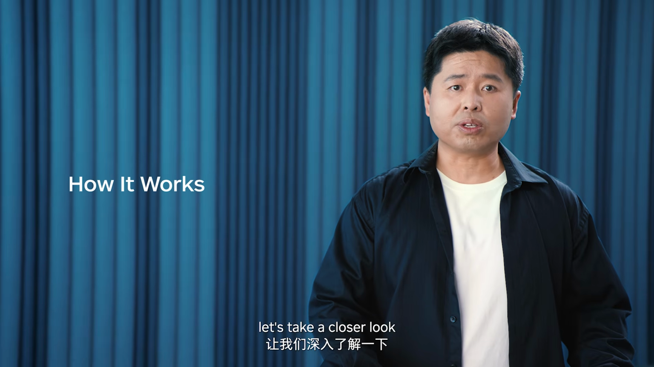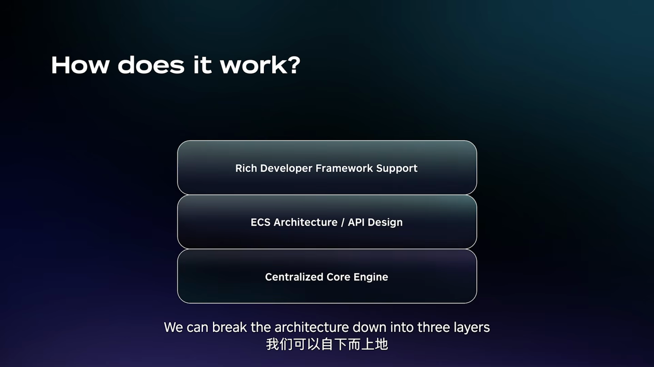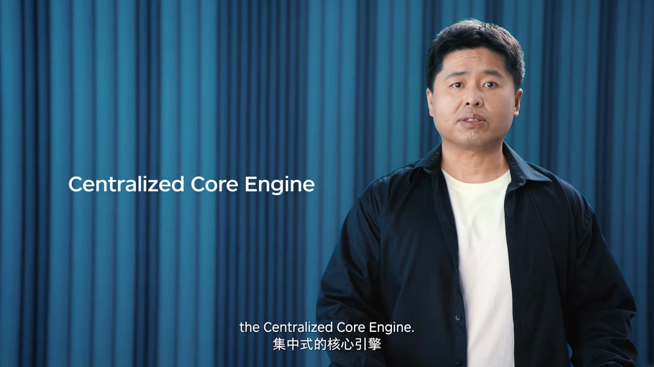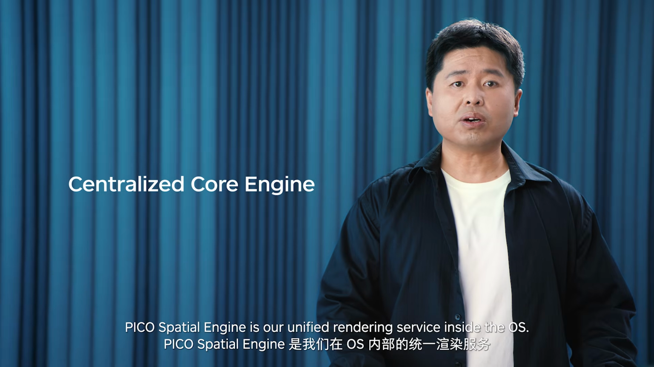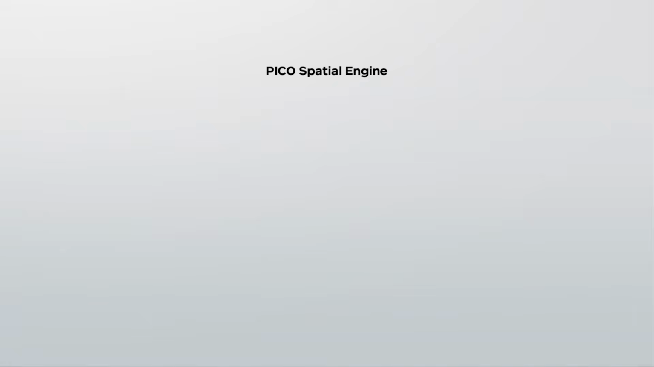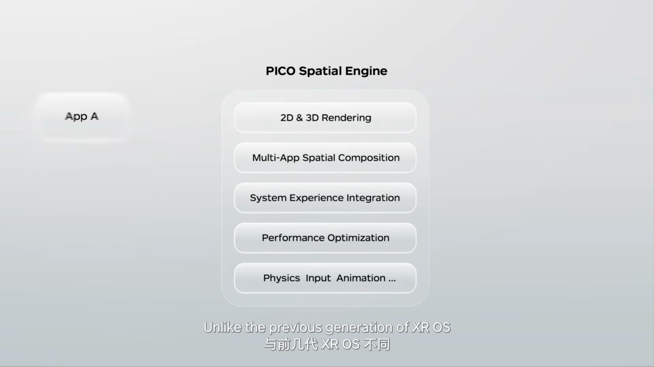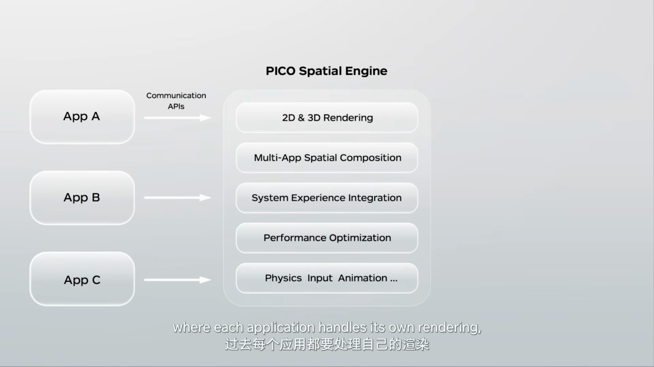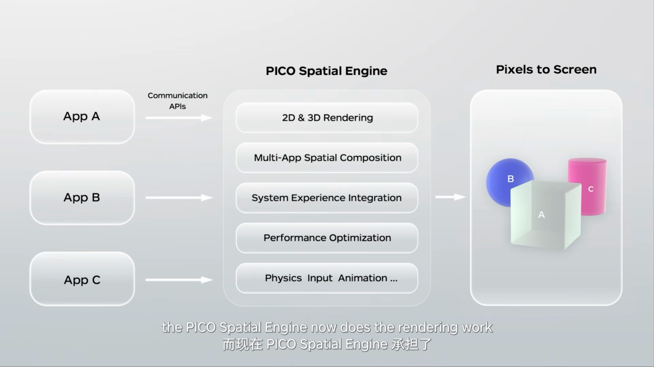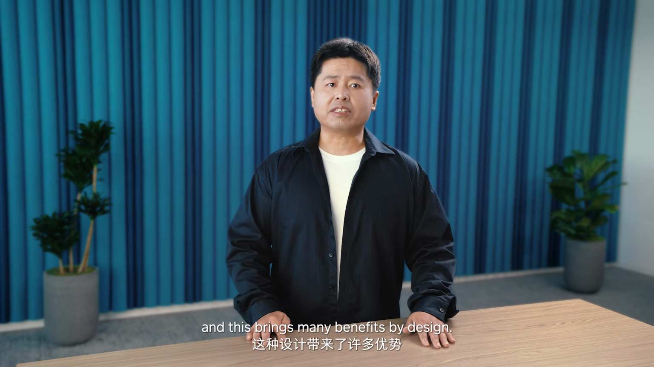Now, let's take a closer look at how it all works. We can break the architecture down into 3 layers, moving from the bottom up. First, the Centralized Core Engine. PICO Spatial Engine is our unified rendering service inside the OS. Unlike the previous generation of XR OS, where each application handles its own rendering, the PICO Spatial Engine now does the rendering work for all spatial apps. And this brings many benefits by design.